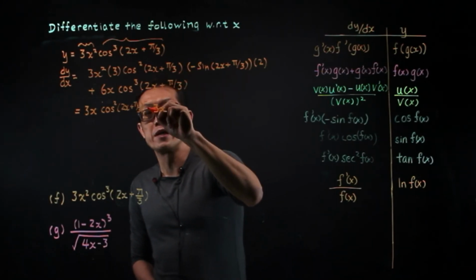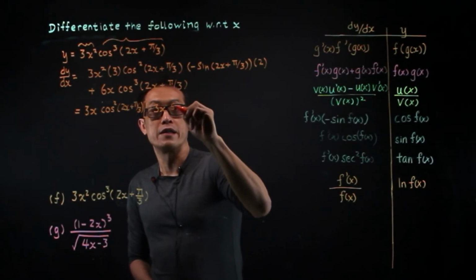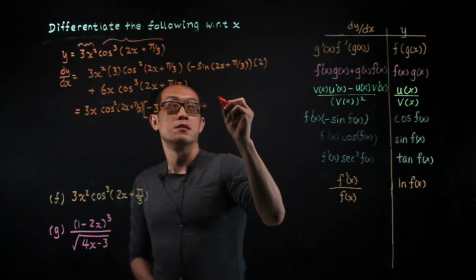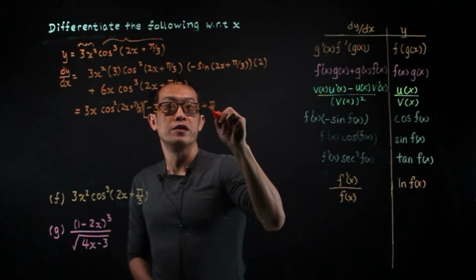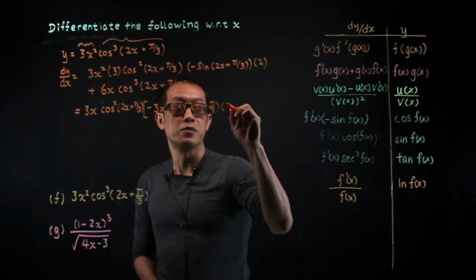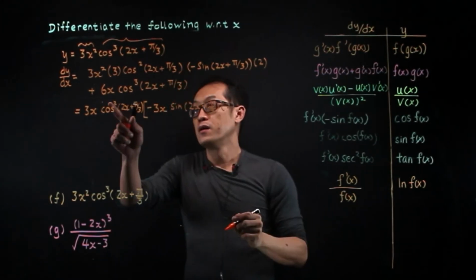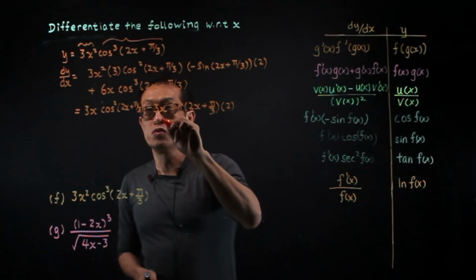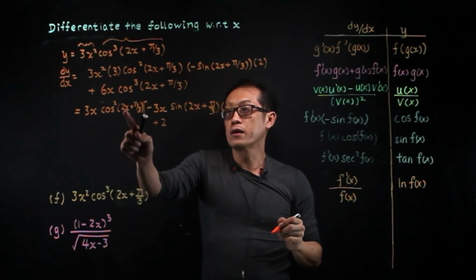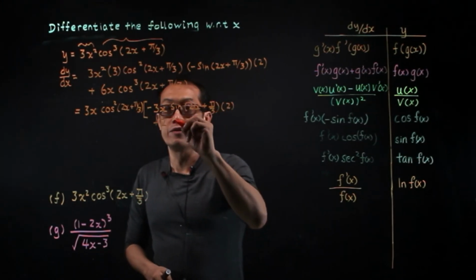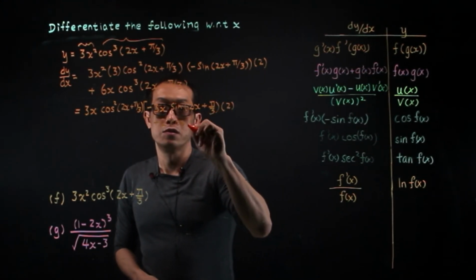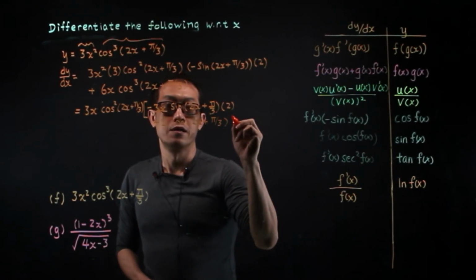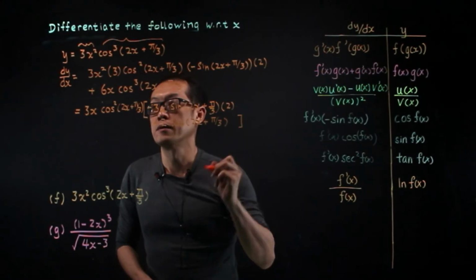Now this minus I can bring out. So I have my sine (2x plus pi over 3). Oh, there's a 2 here. Never mind, I just put it here first. Here I have taken out a 3x, so I'm left with 2. So I have a plus 2. Now I take out a cos squared, this is cos cubed, so I'm left with cos (2x plus pi over 3). Then I close the bracket.